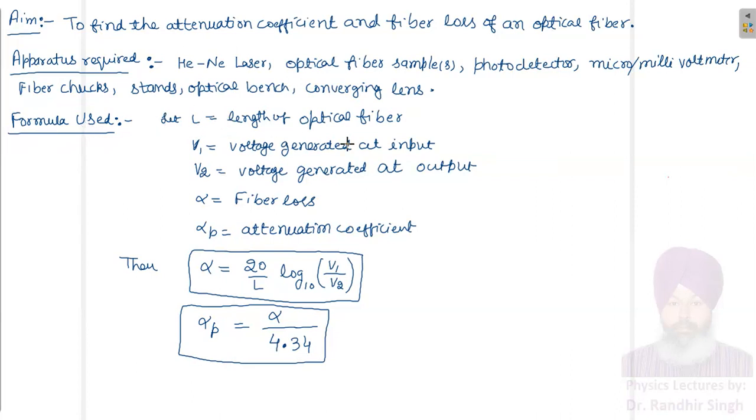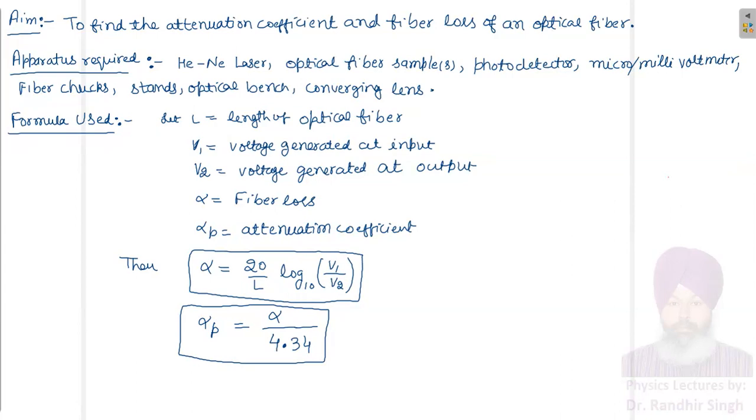The formula used: suppose L is the length of the optical fiber and V1 is the voltage generated from the optical power by the photodetector at the input of the fiber. Similarly, V2 is the voltage generated by the optical power received by a photodetector at the output of the fiber. Let alpha be the fiber loss and alpha p the attenuation coefficient. Then the fiber loss alpha is given by 20 upon L log to the base 10 of V1 upon V2, and alpha p, the attenuation coefficient, is given by alpha upon 4.34.